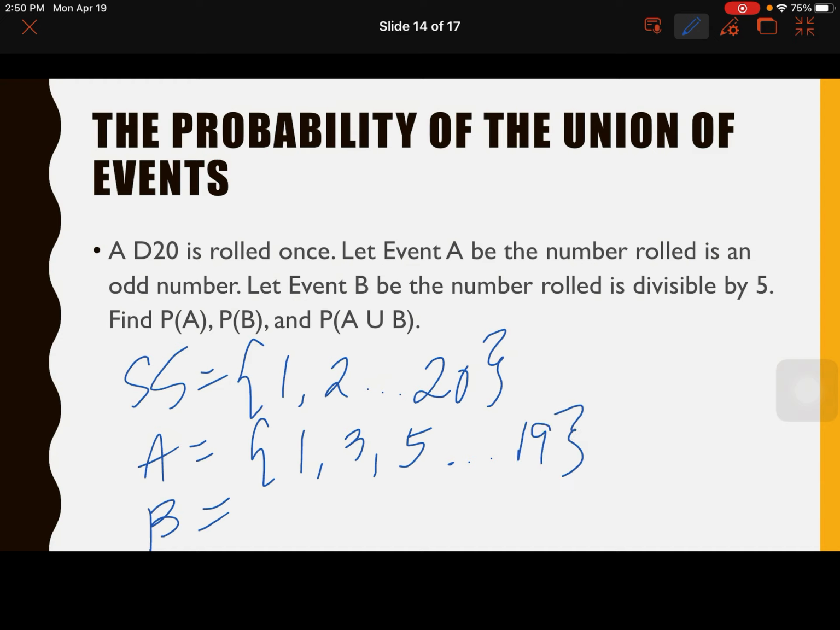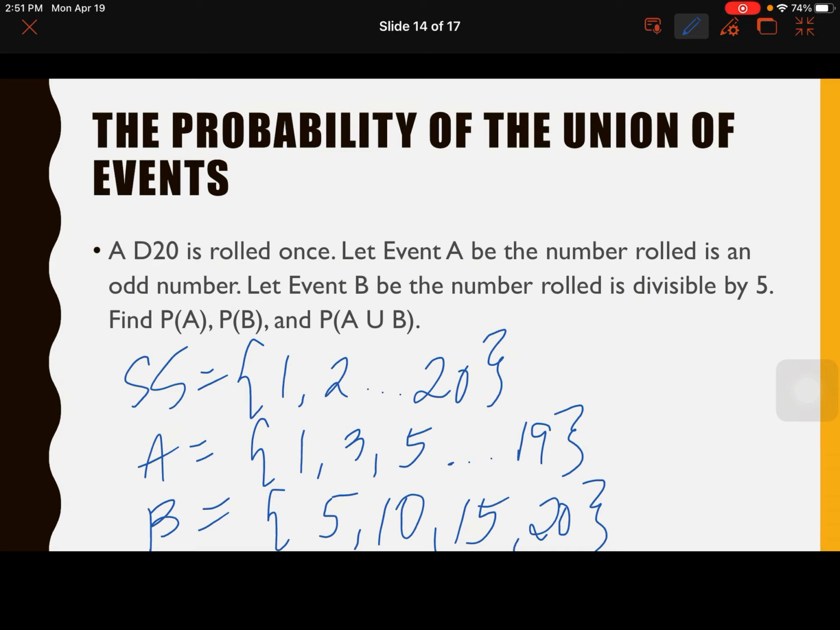And then, of course, you have event B, where the number rolled is divisible by 5. So what are the numbers between 1 and 20 that are divisible by 5? You have 5, 10, 15, and 20. Okay? Now, before we go to draw your Venn diagram, you have to imagine first, or look at your given: are there any shared elements between A and B? Para alam natin if our circles will overlap or not.